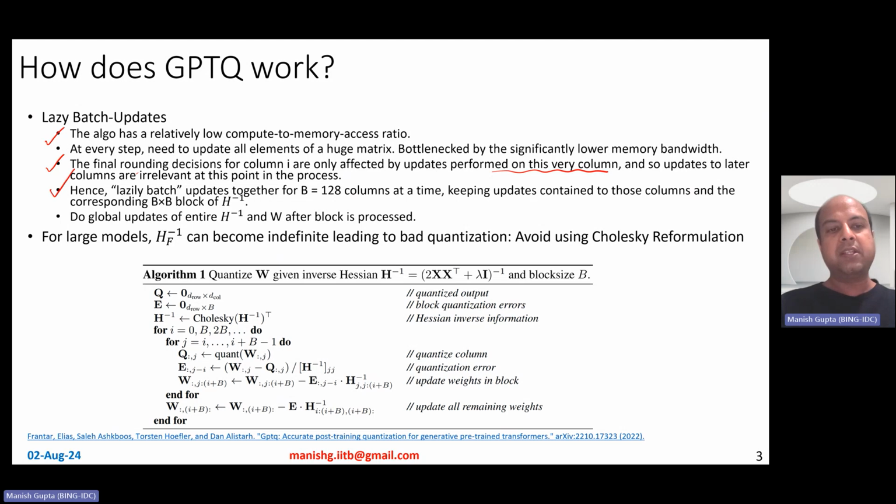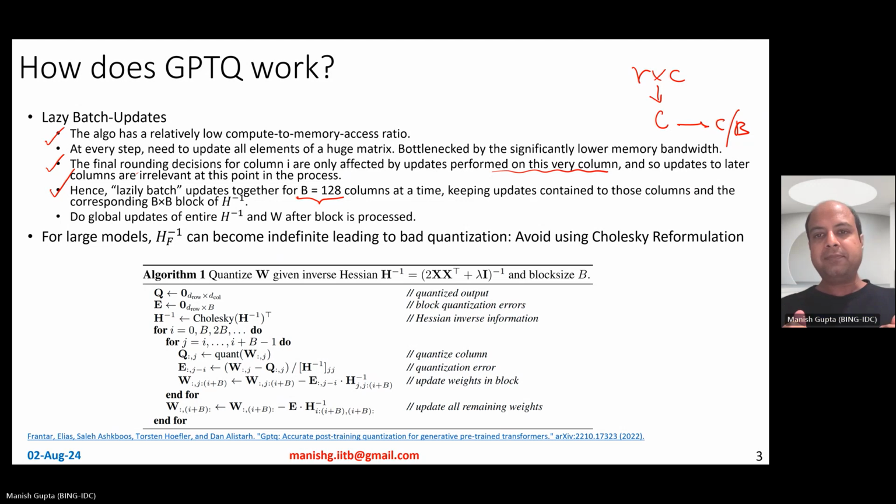So not only do you not update the Hessian for every weight quantization, R into C weight quantizations, as we already saw on the previous slide that you update only C times, but can you reduce this even further to C divided by B times, where B is a batch size? Basically, you update the Hessian only after you've looked at, let's say, 128 columns in the weight matrix. Now that makes it super fast.